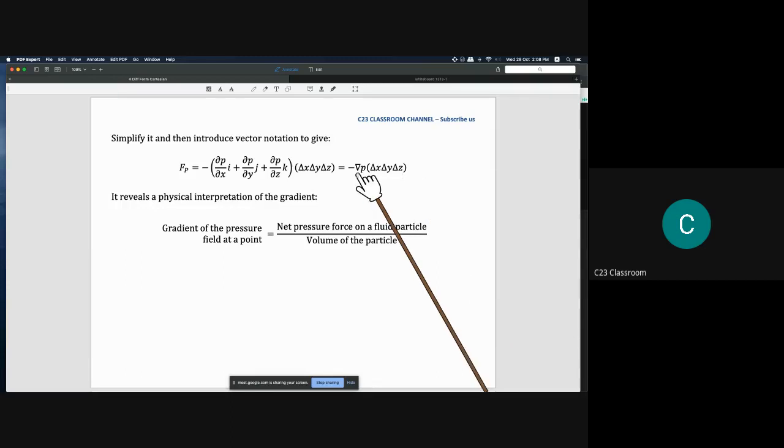Nabla here is actually the symbol representing the formation of del over del x, del over del y, and del over del z. We have notes about nabla at the end of this topic. So the physical interpretation of the gradient here is the net pressure force on a particle divided by the volume of the particle. Because we are calculating for 3D, we take all the surfaces that give effect to this, so it becomes the volume of the particle.